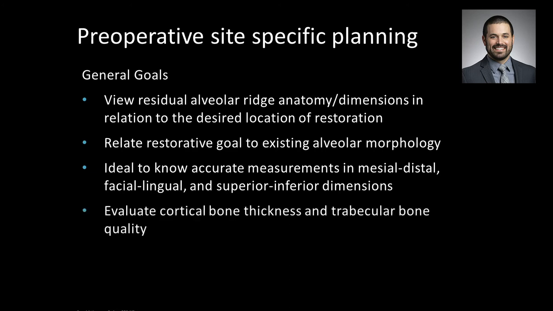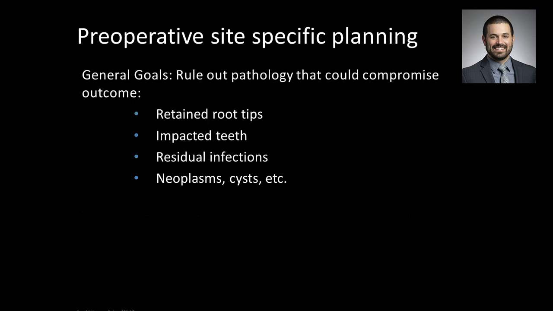But it depends on what we're looking for. We also want to evaluate the cortical bone thickness and trabecular bone quality. We also want to rule out any pathology that could compromise our implant outcome. That could be retained root tips, impacted teeth, residual infections, or the rare pathology, be it a tumor or cyst or other lesions.